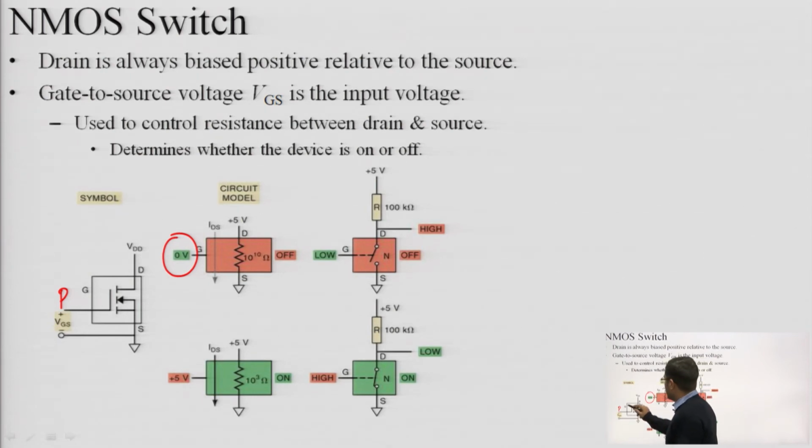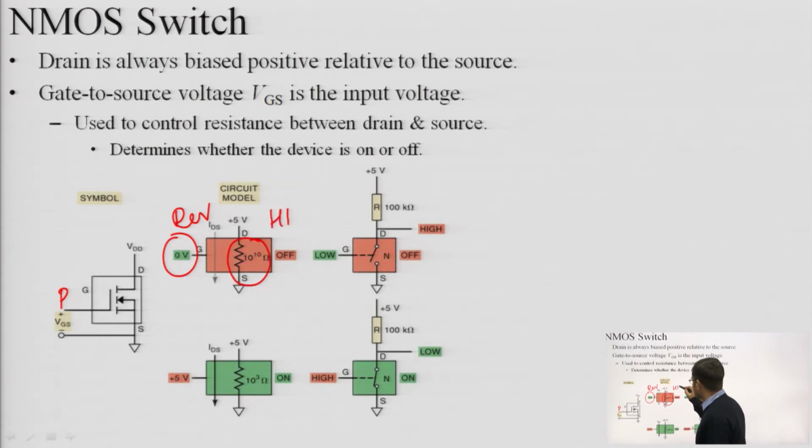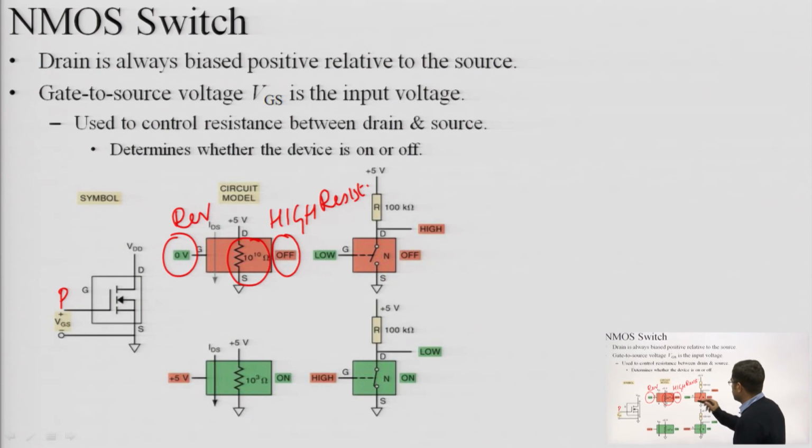Fine enough. Okay. The NMOS gate is P type, so we are applying 0 volt at the gate. 0 volt at the gate means it will be reverse biased. If it is reverse biased, then there is a high resistance of 10 raised to power 10 kilo ohm. High resistance means the transistor must be off, so the output is low.